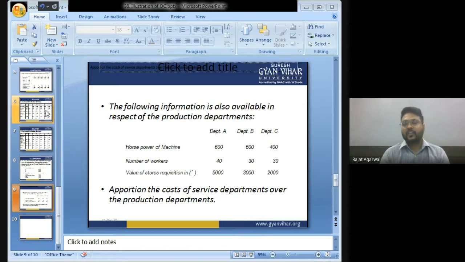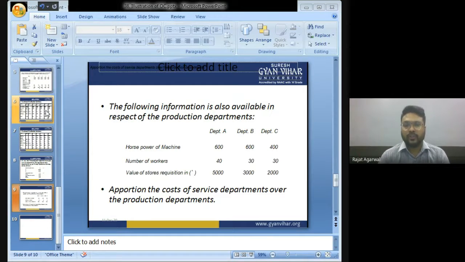Following information is also available in respect of production departments A, B, C. Horsepower of machine: Department A 600, Department B 600, and Department C 4,000. Number of workers: Department A 40, Department B 30, Department C 30. Value of store requisitions: Department A 5,000, Department B 3,000, Department C 2,000.